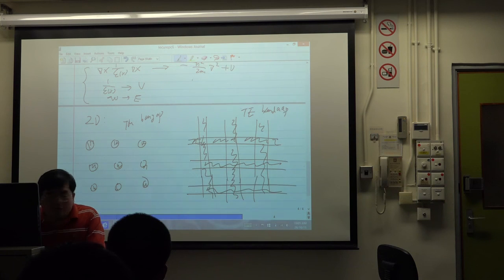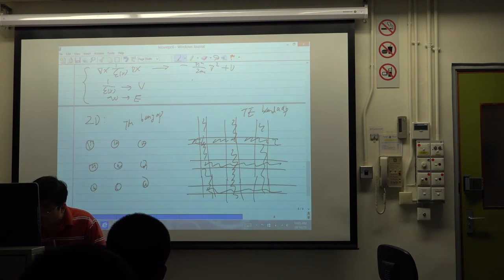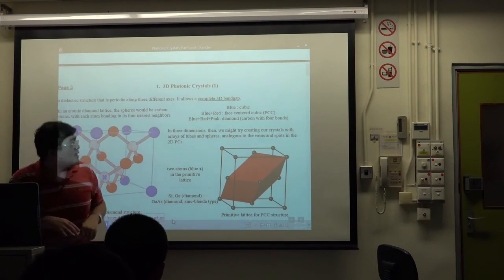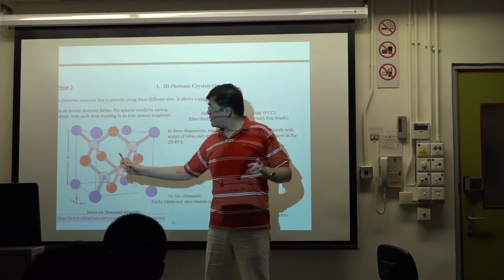Right. So how to form a complete band gap? Just wing plus ball, right? Wing plus cylinder. So for 3D, I go here. You can see this structure. This is very special. Where's the ball? This ball. This is the ball, right? Where's the wing? This wing.